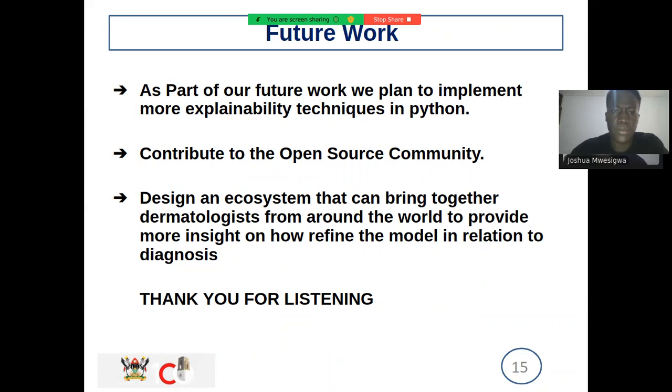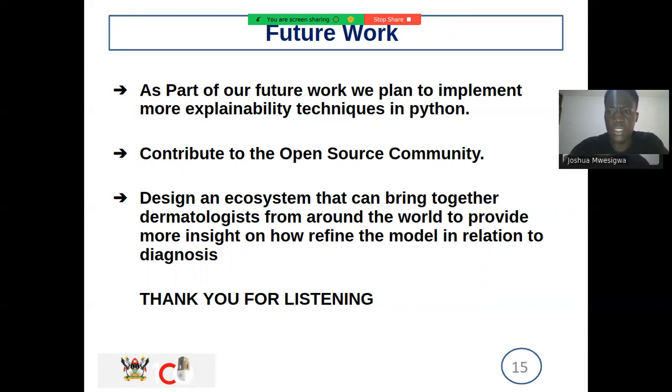but to other techniques. And then we also want to design an ecosystem where we can bring together different dermatologists from different parts of the world or from different backgrounds, and be able to create an ecosystem where they can come and bring more insight on how we can elevate this model and enhance it and make sure that the model becomes better at what it does. Because ultimately, we're trying to improve the adoption of artificial intelligence in the field of health.